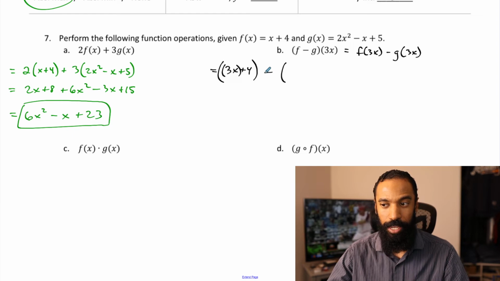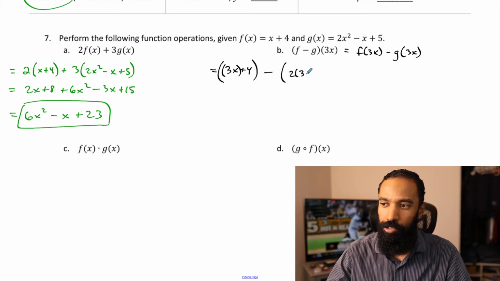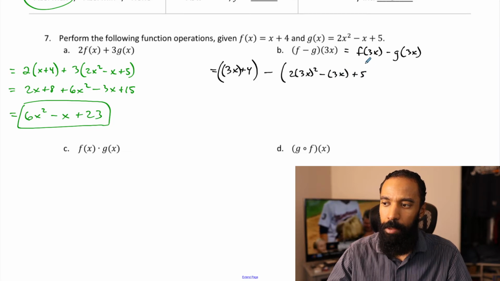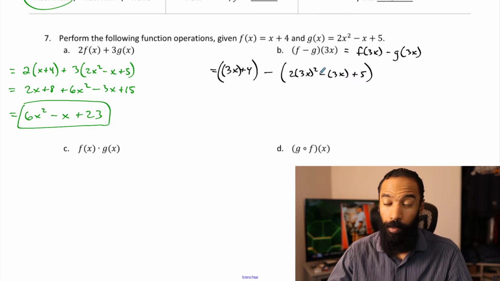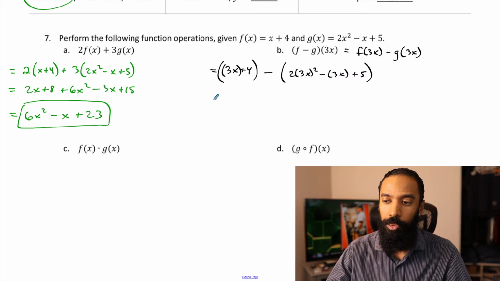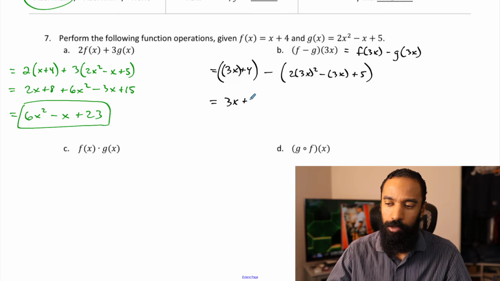Now, one big careful thing is you should quantify this guy: 2 times (3x) squared minus (3x) plus 5. Maybe an overuse of parentheses with the 3x substitution right there and right there, but the rest is really important. This still turns into 3x plus 4.